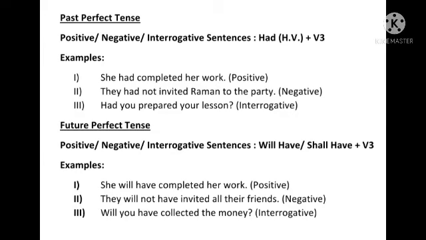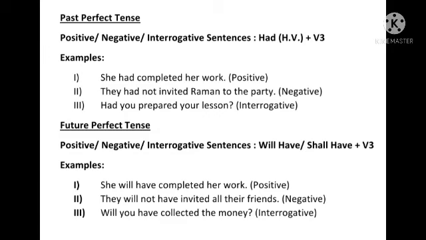And now let's see future perfect tense. In future perfect tense, we use the helping verbs will have or shall have and the third form of the main verb. When do we use shall have? We use shall have when the subjects are I and we, and with the rest of the subjects we have to use will have. For example, she will have completed her work.